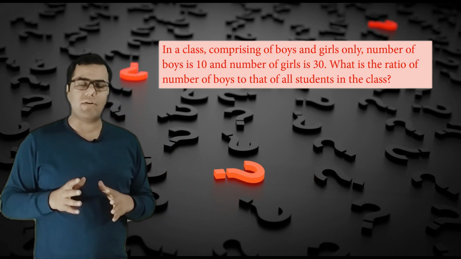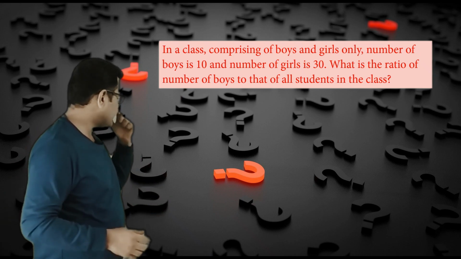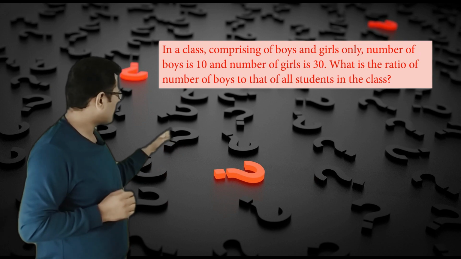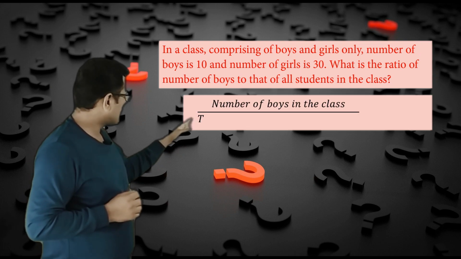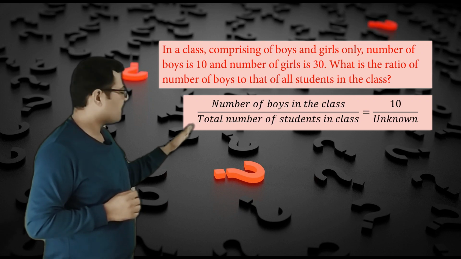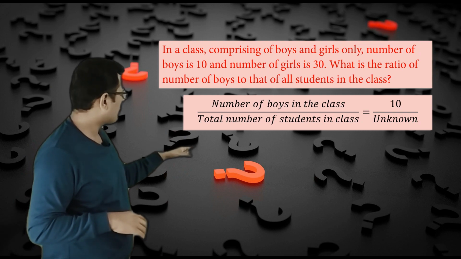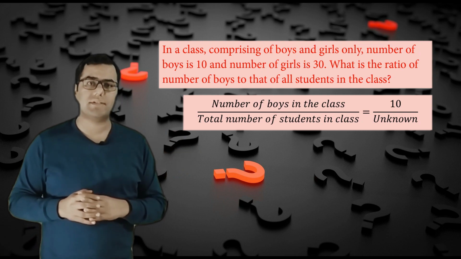Now in this problem, what you have to do is simply write the equation of the ratio. How do you do it? You write on the left hand side the number of boys in the class divided by total number of students equals the number of boys in the class, which is 10, divided by the number of students, but we do not know the number of students in the class.